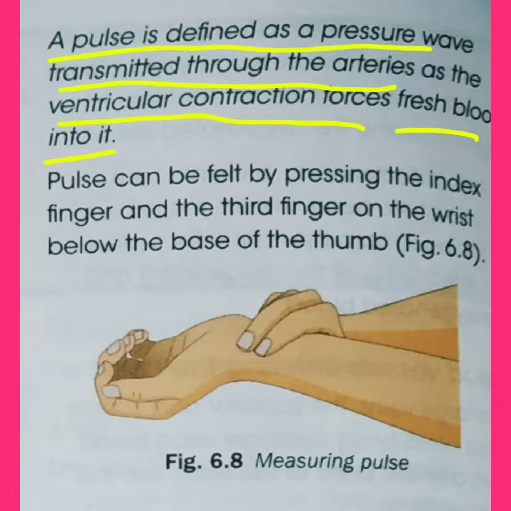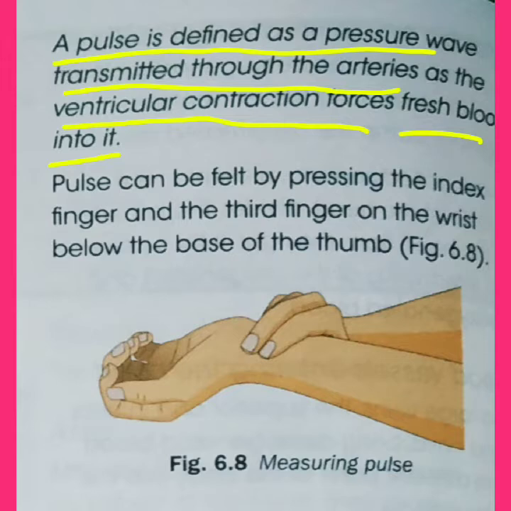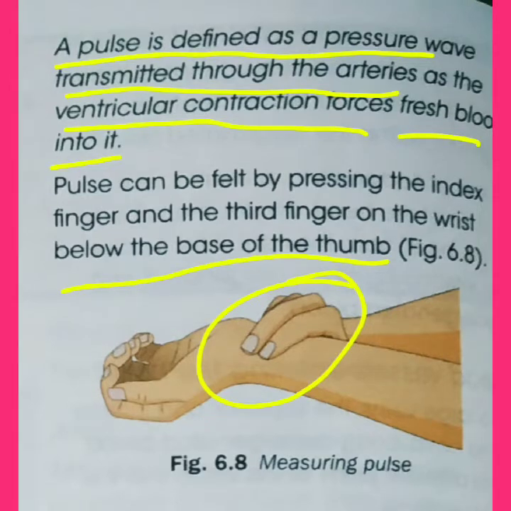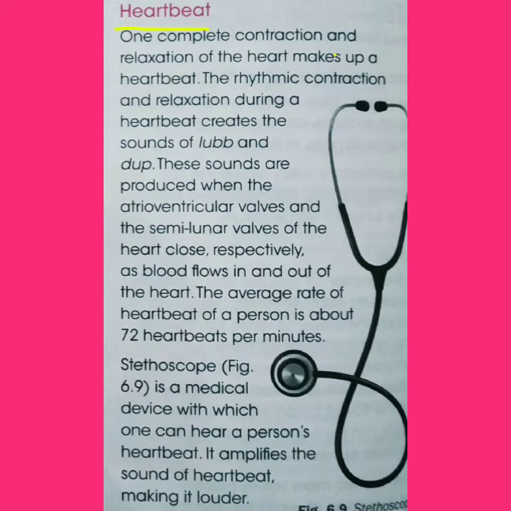So when the ventricles of the heart contract, we feel pressure in the arteries. So that force, that wave that is transmitted through those arteries, we can feel that. It can be felt by pressing the index finger and the third finger on the wrist below the base of the thumb. So you can also feel it by pressing your index finger and the third finger on your wrist.